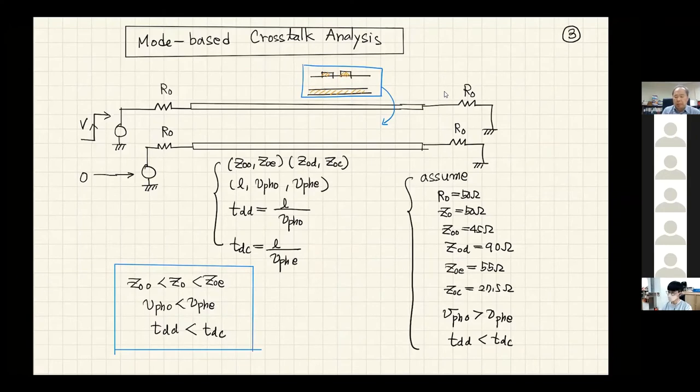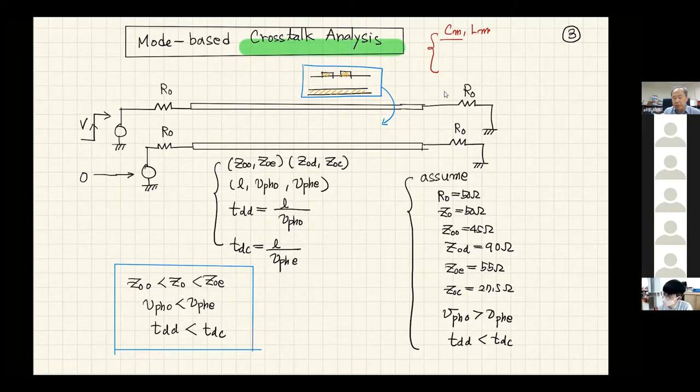Now, there are two methods to apply the crosstalk analysis. One way is to conduct the analysis using mutual capacitance and mutual inductance. Usually at low frequencies like 100 megahertz or below, mutual capacitance is dominant. So in the frequency range of your digital system below 100 megahertz, you have to control the mutual capacitance to reduce the crosstalk.